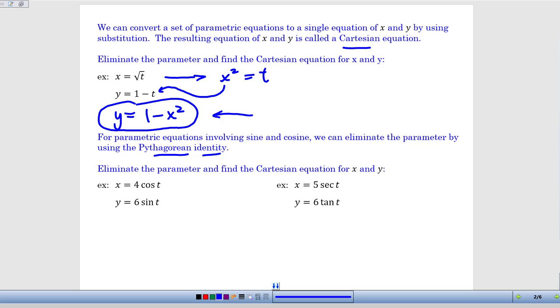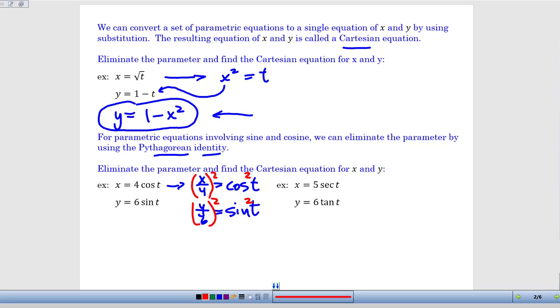So what I'm going to do first is isolate the trig piece in each of these two equations. I'm going to take the first equation and divide both sides by 4, so I'm going to have x over 4 equals the cosine of t. And then in the second equation, I'm going to end up with y over 6 equals the sine of t. Once I've got those trig pieces isolated, I'm going to square both sides of each equation.